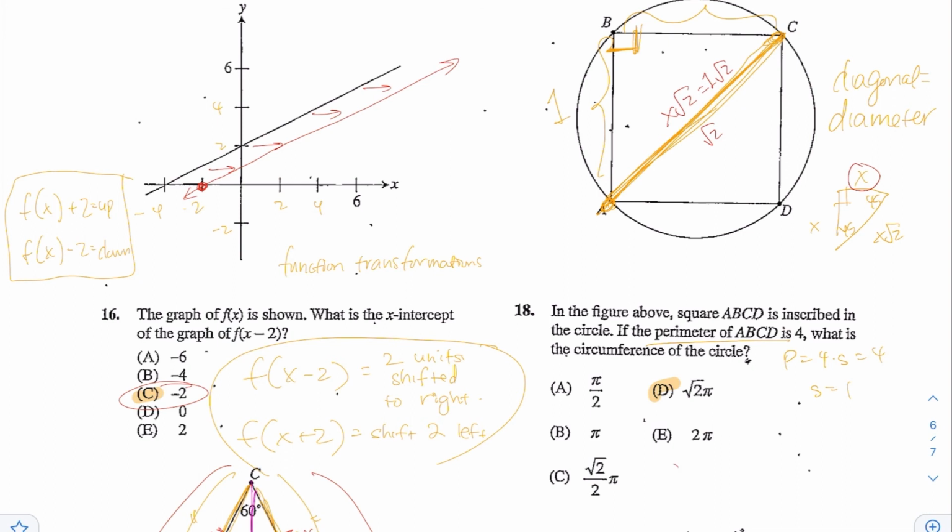So the circumference of a circle is 2 pi r or just pi d. Since the diameter is equal to root 2, this is just going to be root 2 times pi, or choice D.